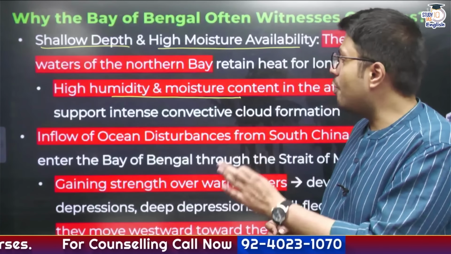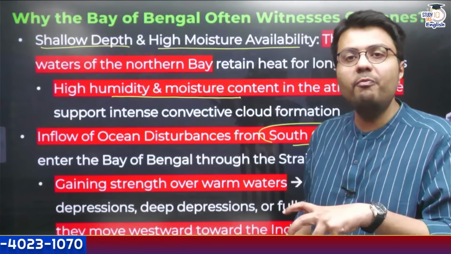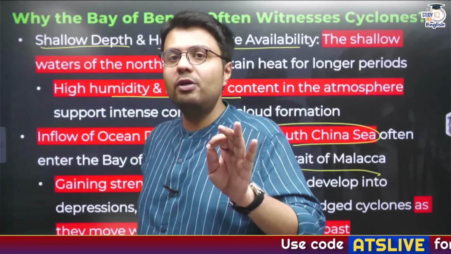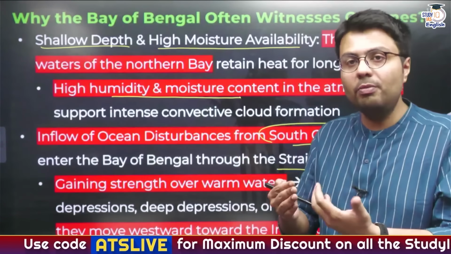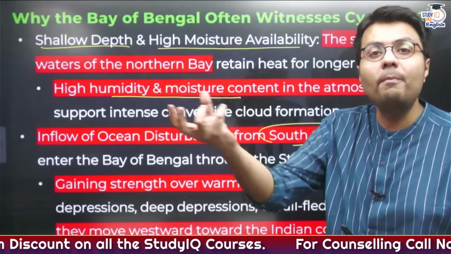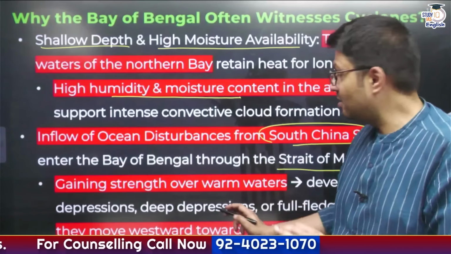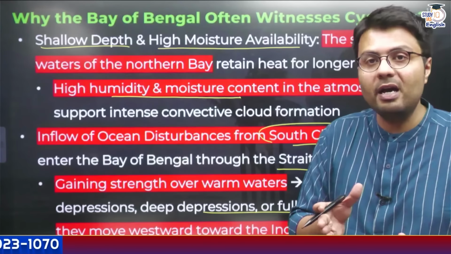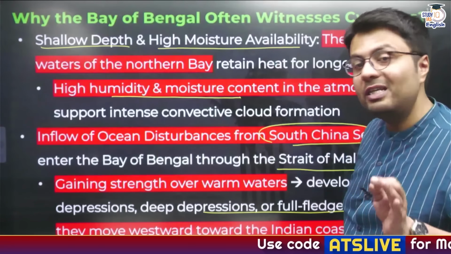Also, inflow of oceanic disturbances from the South China Sea often enters the Bay of Bengal through the Strait of Malacca. So in the Bay of Bengal, not just Chinese Navy ships are entering through the Strait of Malacca, it is also the oceanic disturbance. And this oceanic disturbance, when it enters from the South China Sea into the Bay of Bengal region, gains strength borrowing the warmer water of the Bay of Bengal. And this creates depression, deep depression and full-fledged cyclones as they move westwards and eventually make a landfall in the Indian coastline. So these are the reasons why the Bay of Bengal has often witnessed more cyclones.